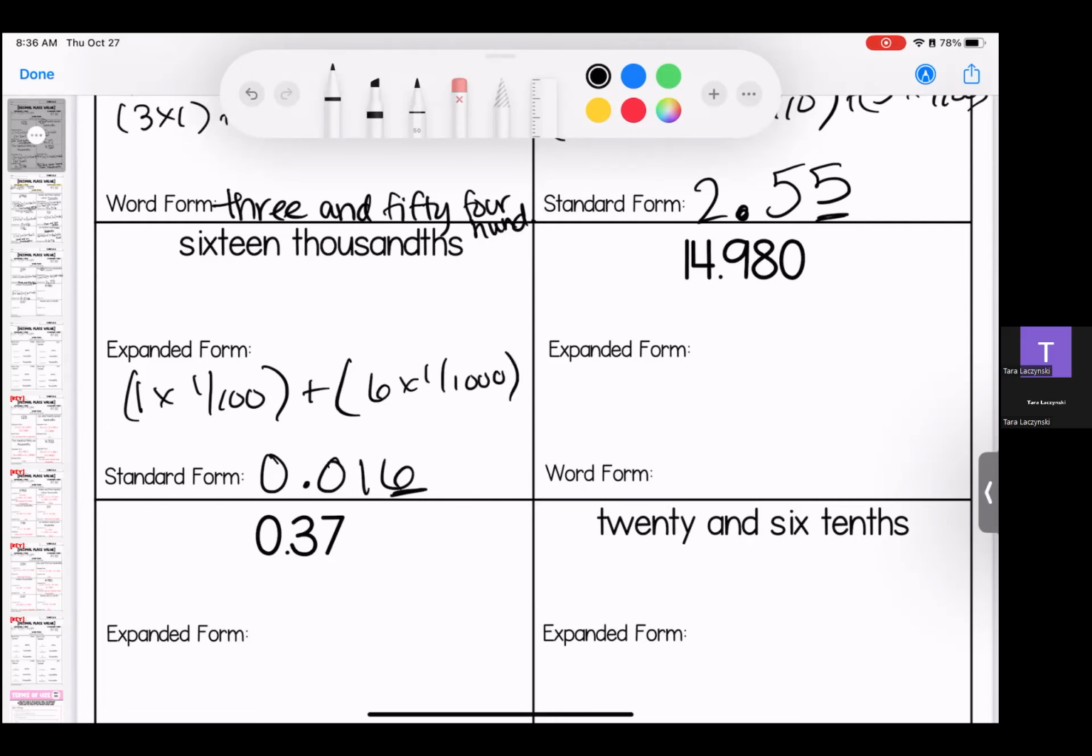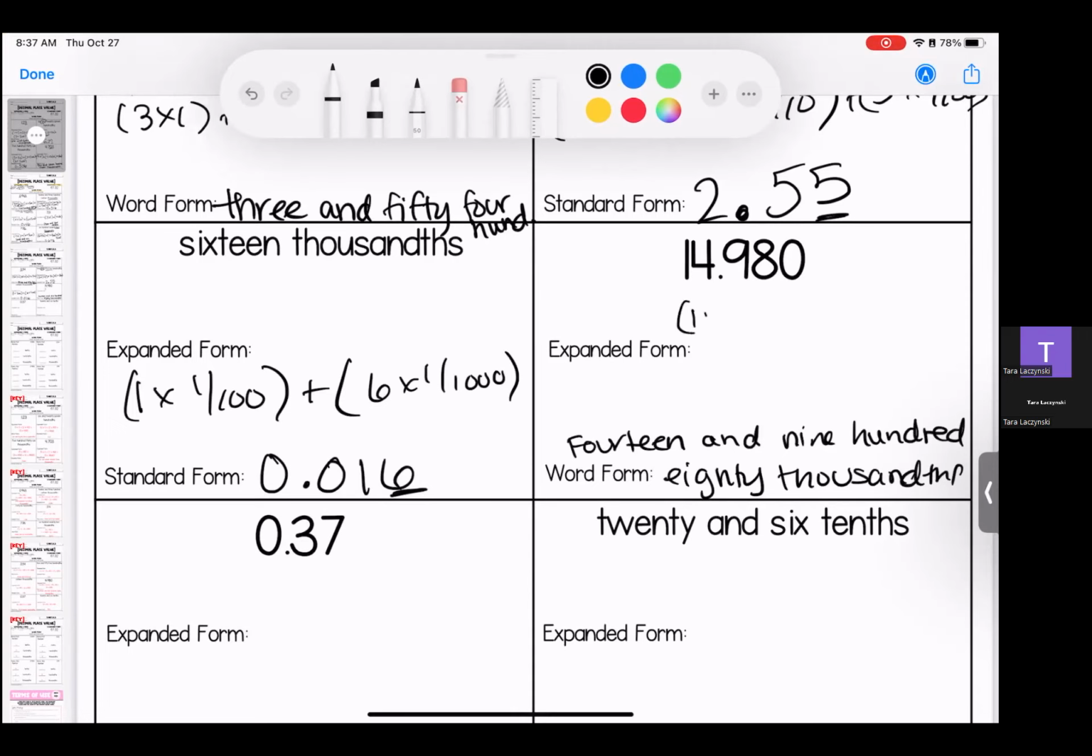14 and 980 thousandths. Word form. I'm going to do my best to squeeze it in here. 14 and 980 thousandths. I got it.